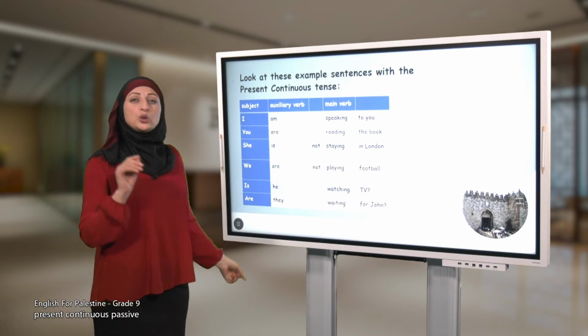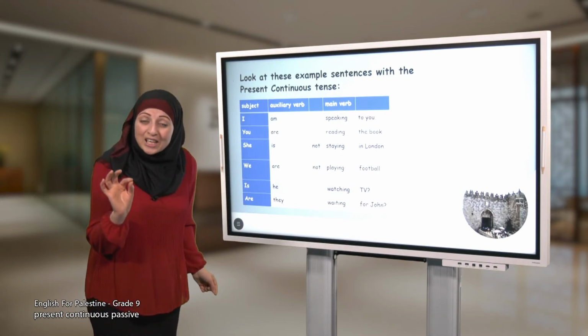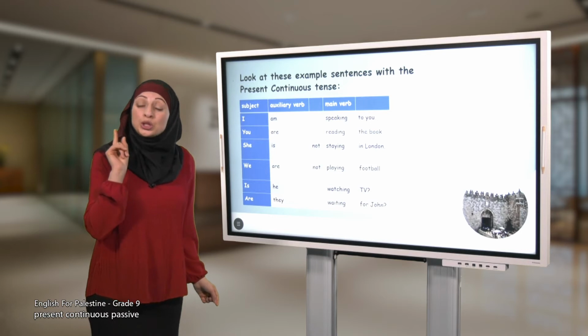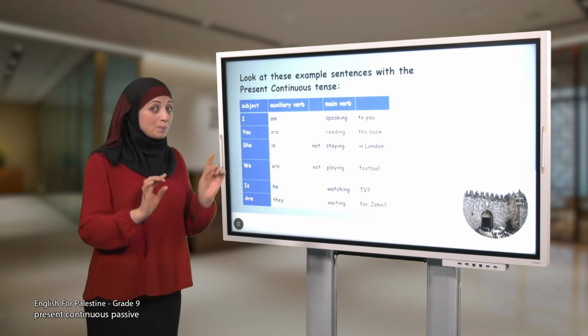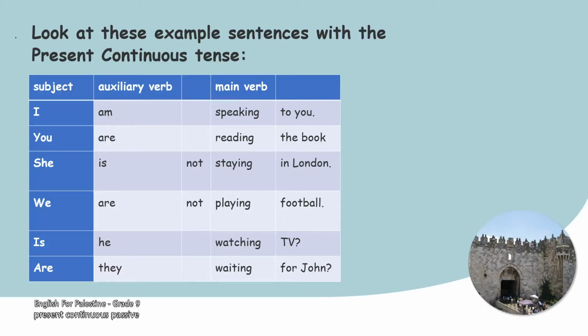If I want to make a question using the present continuous, I will start with the auxiliary. Example, is he watching TV? Yes or no? Number two, are they waiting for John?